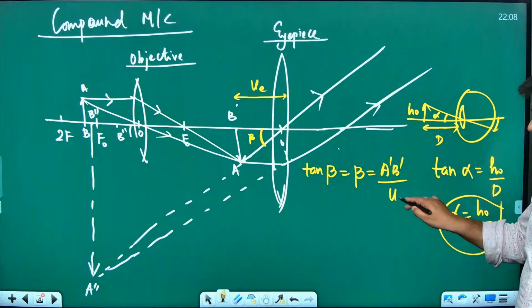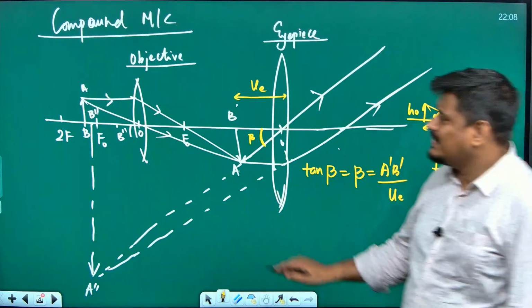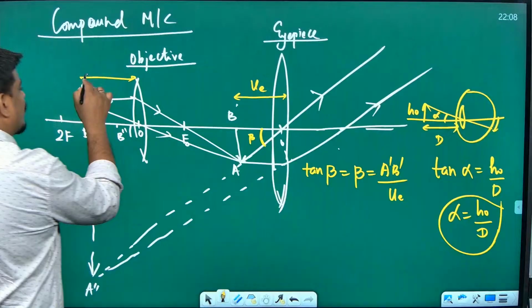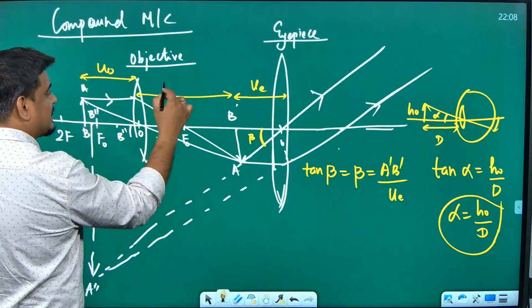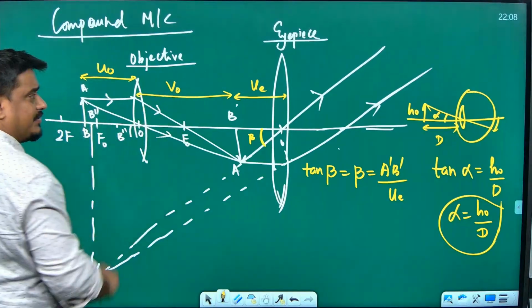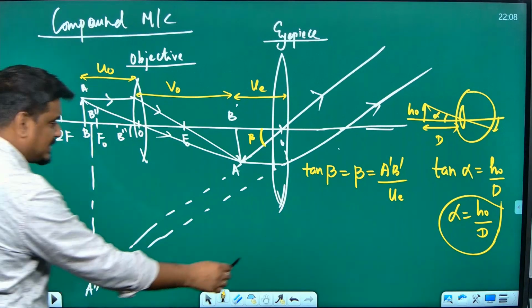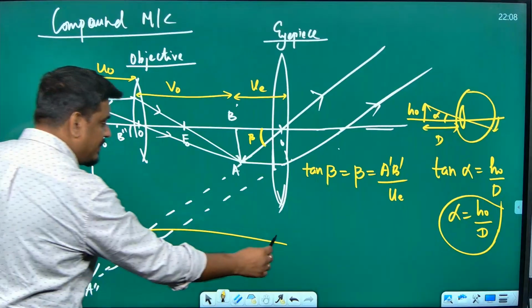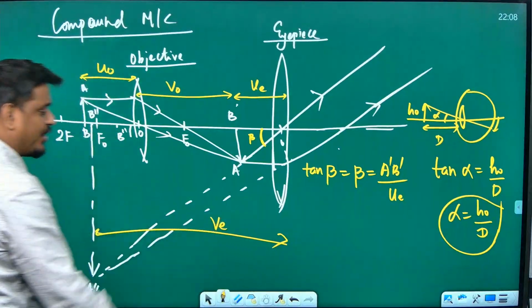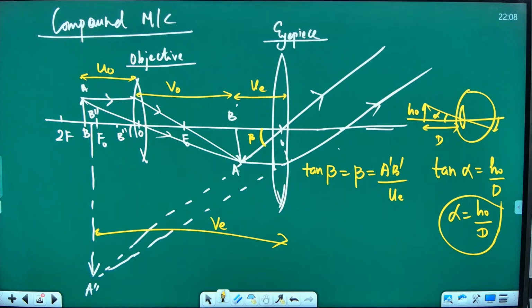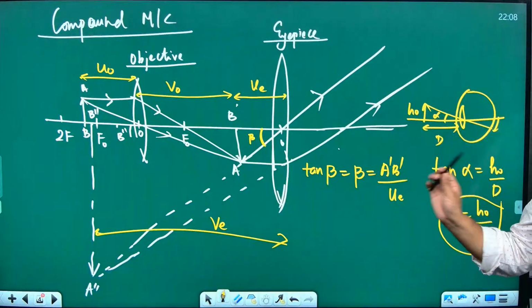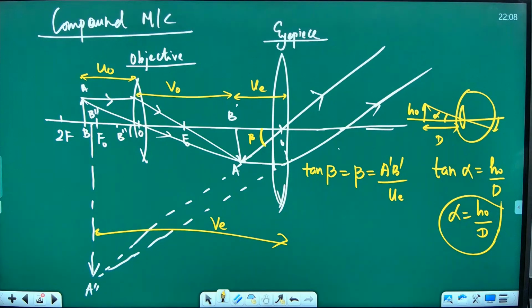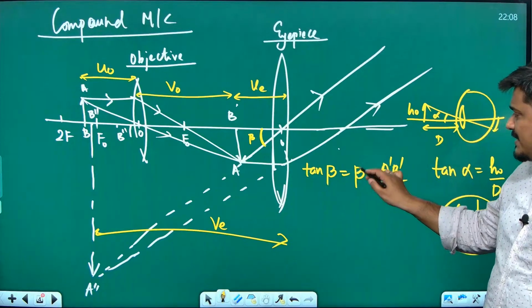So, I am writing UE. What is this, the object distance for the objective? What is this, the image distance for the objective? Do you agree with me? And this is the image distance for the eyepiece. I hope you are agreeing with me about all these terms. UO, VO, UE and VE is clear to you? Where to where I have taken? Okay. Now, fine. I am having the beta value as A'B' by UE.